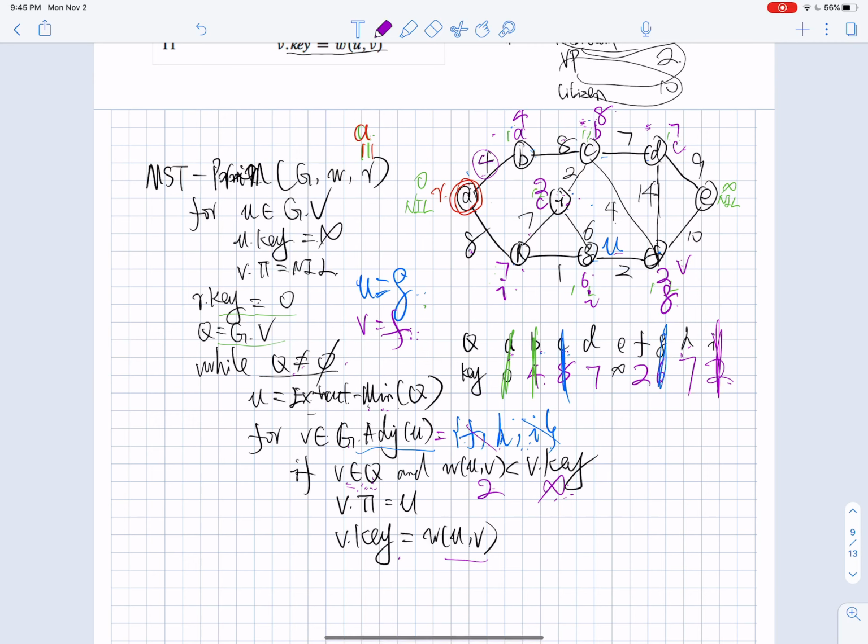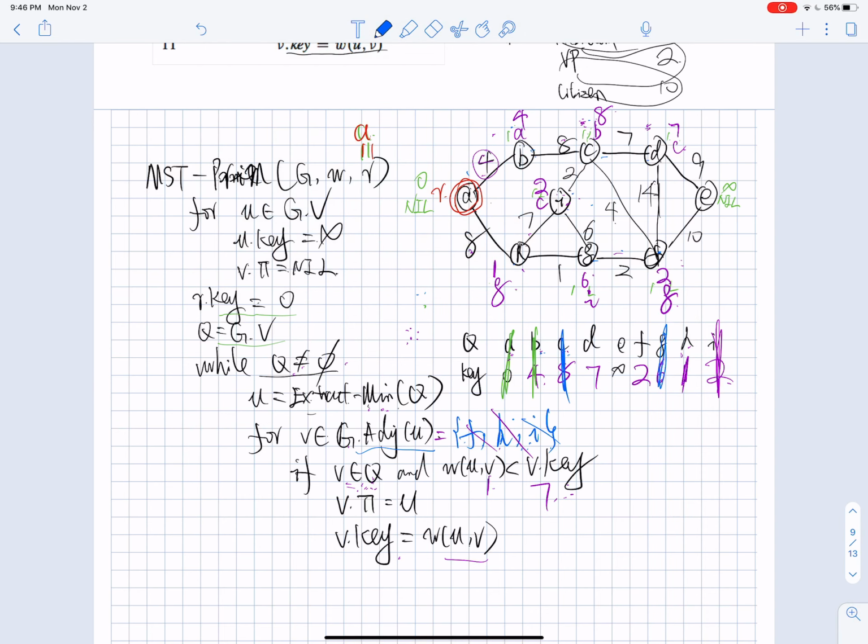And then we're going to have another iteration with V equal to H. So previously we have, here we have, so this is V, okay? WUV equal to 1, whereas V dot key is 7. So again, this is true. So we're going to reduce its key from 7 to 1, and then we're going to set its parent to G. Okay, so we finish this iteration. So now the key of H is reduced to 1. So we finish this for loop. So as this iteration of the while loop, and then we're going to check if the queue is empty or not. Obviously, it's not empty, so we're going to call the extract min function again.